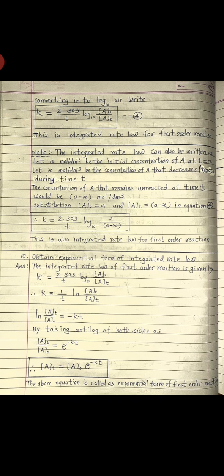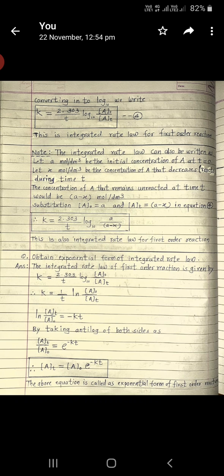By taking the antilog of both sides we get concentration At upon concentration A0 is equal to e raised to minus kt. Therefore, At = A0 e^(-kt). This equation is called the exponential form of the first order reaction.